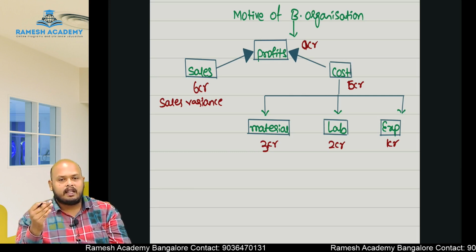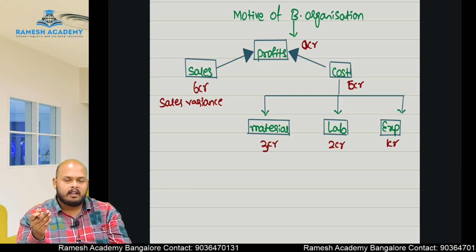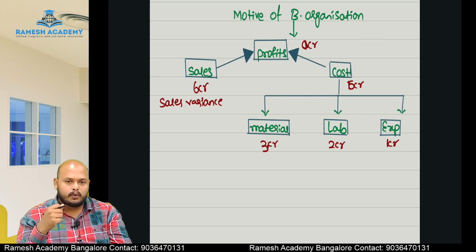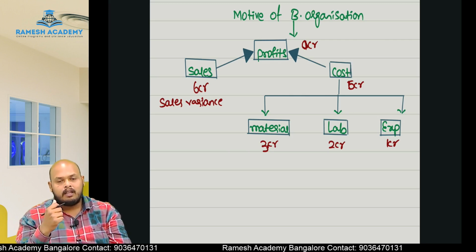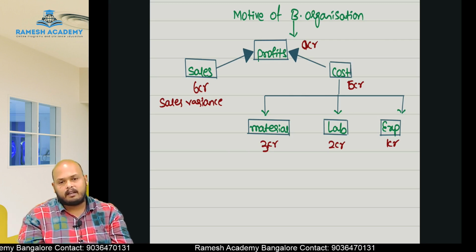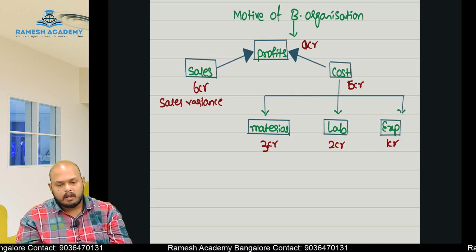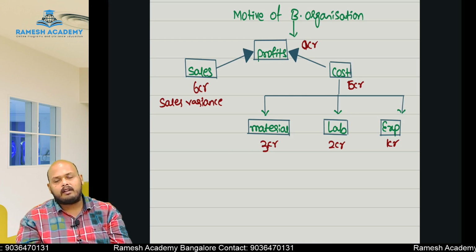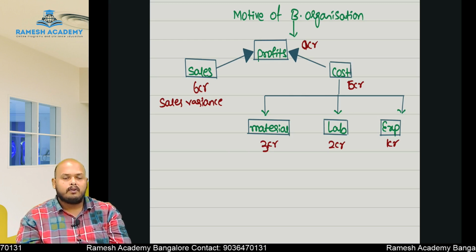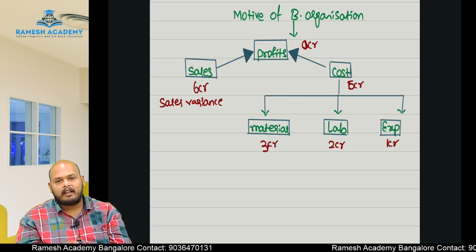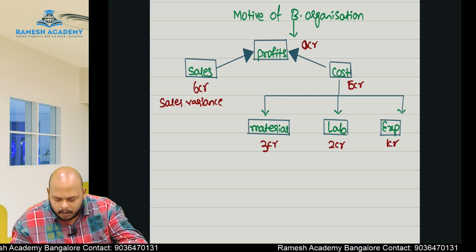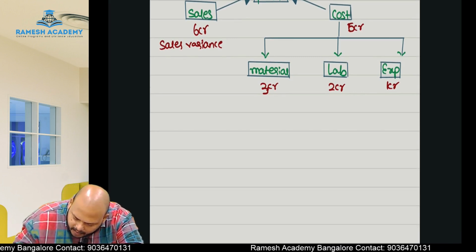Means in the last year we have to analyze the reason due to which the material cost has increased. In the last year material price was only 2 crores, now it is 3 crores. Why? Because the government has increased the tax rates. Due to that reason the material cost has increased from 2 crores to 3 crores. Now we have to compare the standard results with actual results. That comparison we will call material variances.